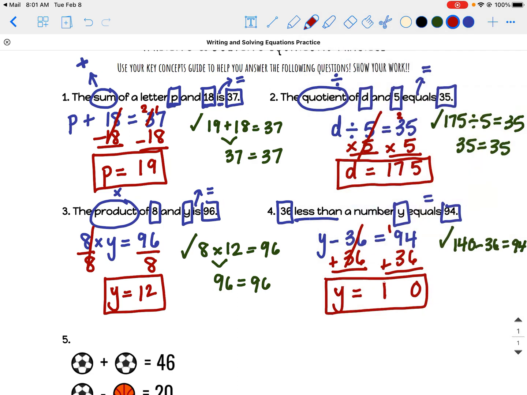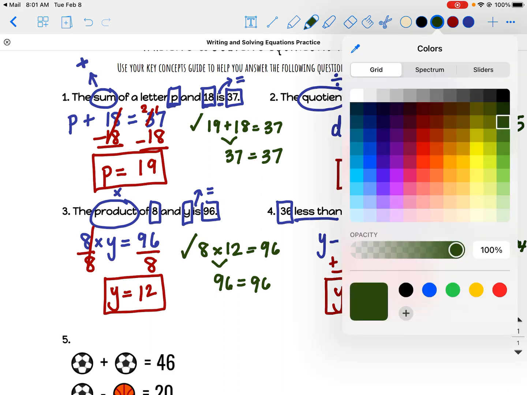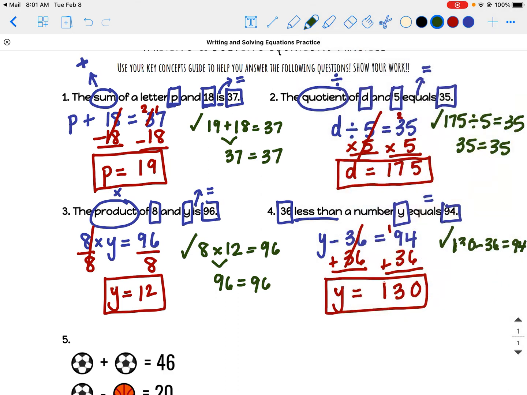And this is why I like to model checking my work, because look at that silly mistake I made. And now I'm going to try it. 130. Oops. 130 minus 36. That actually is 94. So see how checking is great to help you catch, even if you made a silly little mistake like I did. Hope that helped you.